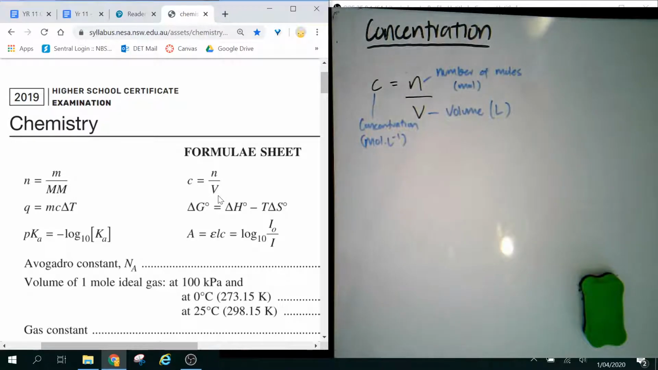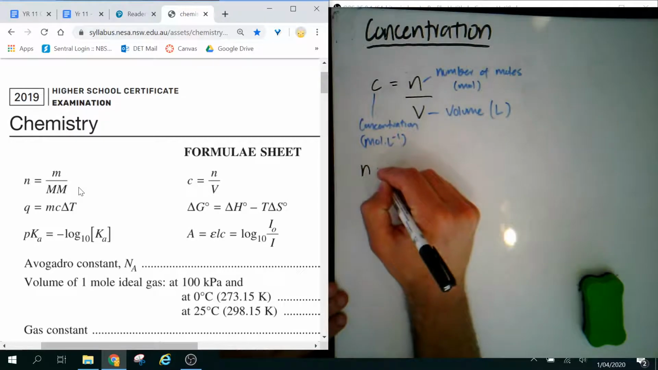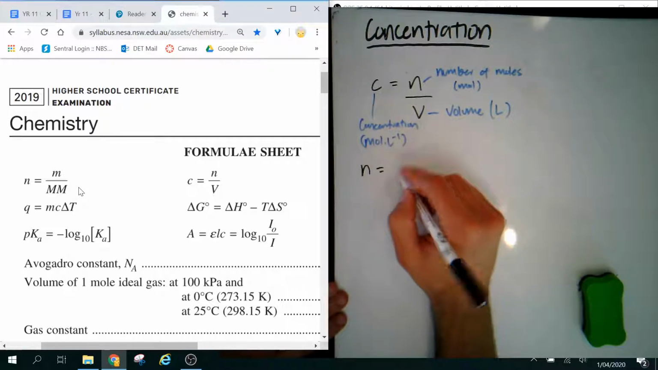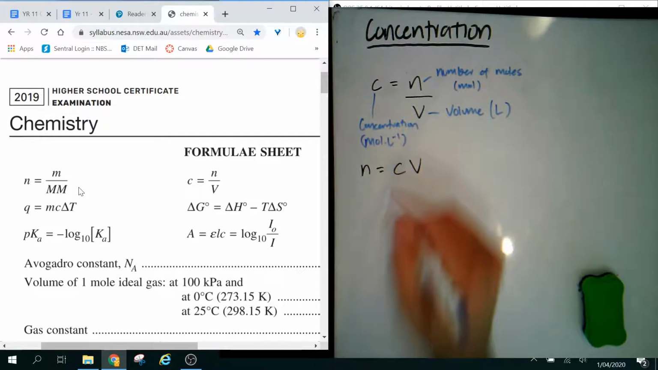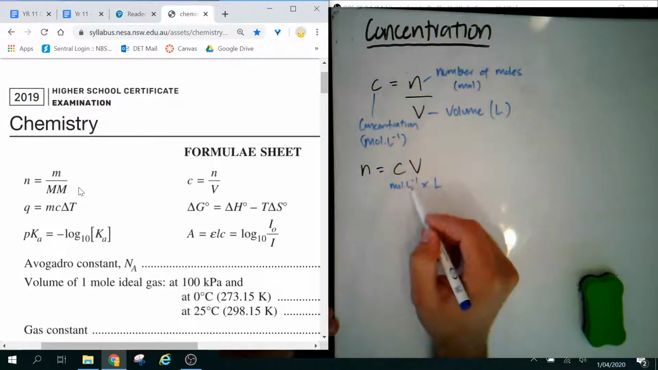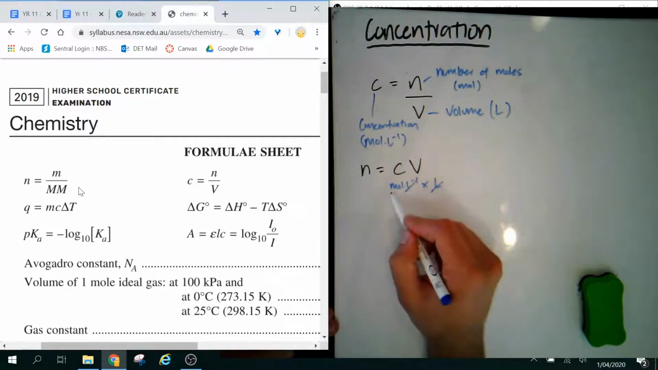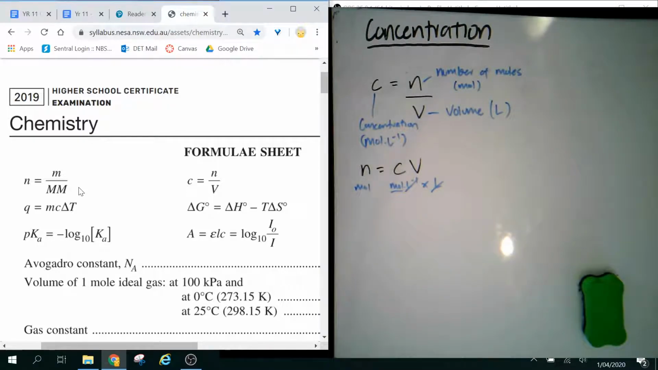Let's have a look at manipulating these things. Just like you have number of moles equals mass on molar mass over here, let's rearrange this for n. If we multiply both sides by V, n is equal to CV. Let's have a look at the units again. I'm going to write them underneath. If we have moles per liter multiplied by liters, well, inverse liters and liters cancel out, and you end up with moles. It makes sense, so these things are equivalent. You can use these to solve a variety of problems.